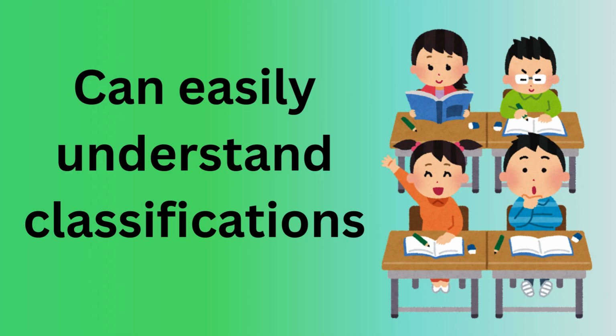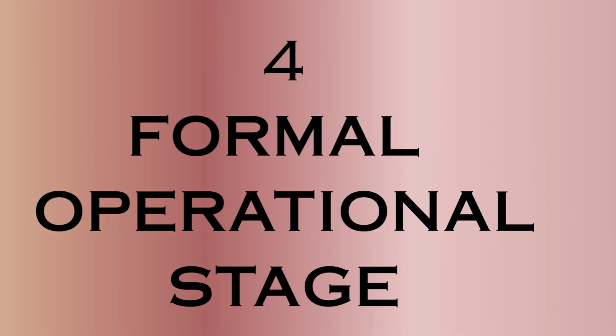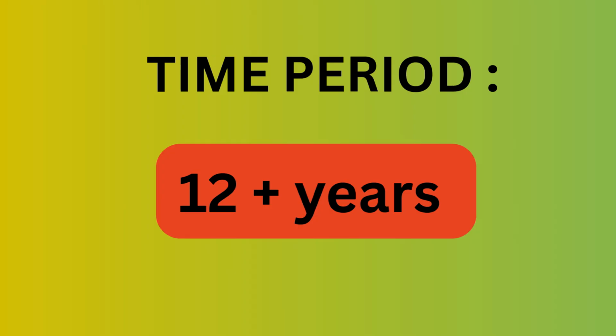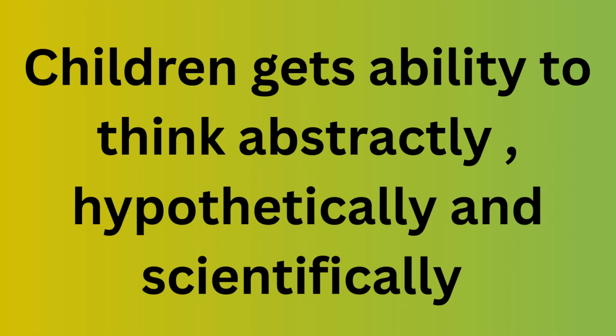Next, children can easily understand classifications also, in this stage. Next comes the fourth stage, called the formal operational stage. This stage happens from 12 plus years. It means that from 12 years up to adulthood, you can see this stage only. This is the fourth stage.